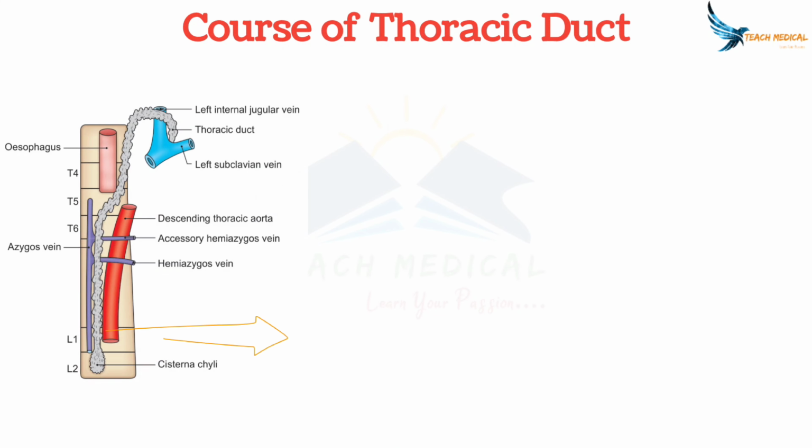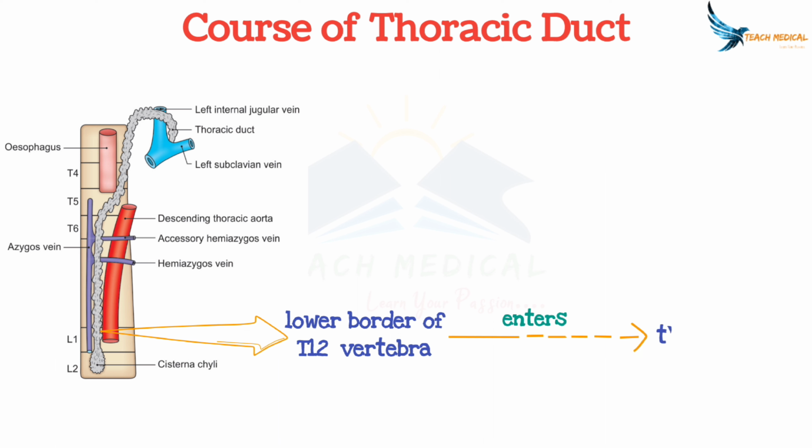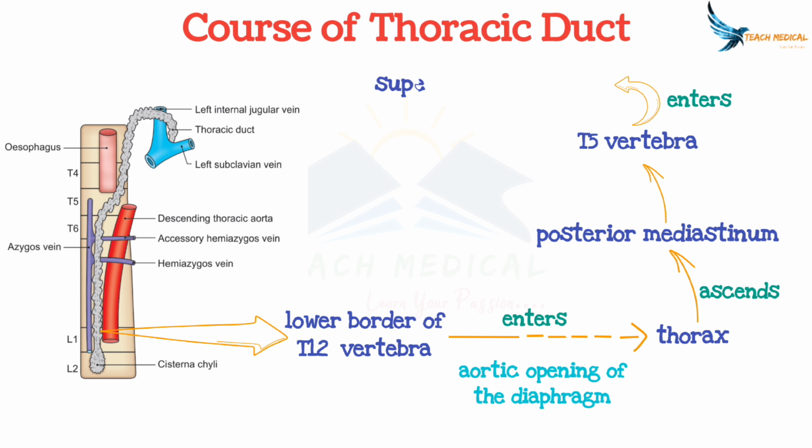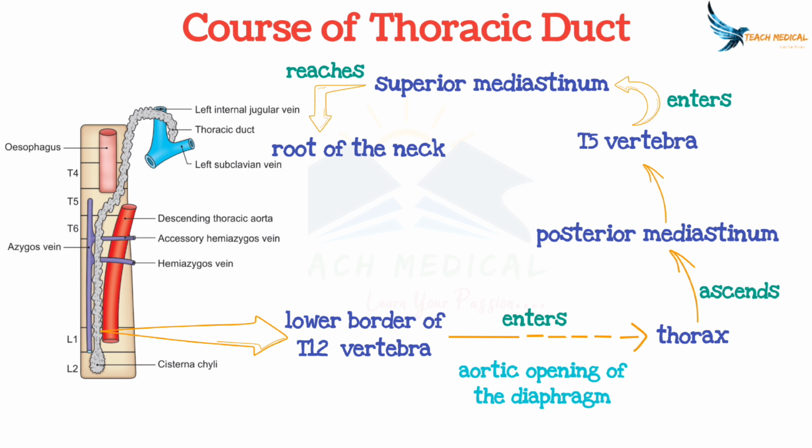The duct begins in the abdomen at the lower border of T12 vertebra, as a continuation of cisterna chyli, and enters the thorax through the aortic opening of the diaphragm. It then ascends in the posterior mediastinum to the right of the midline on the front of vertebral bodies. On reaching the T5 vertebra, it crosses the midline from right to left side, and enters the superior mediastinum to run along the left border of the esophagus, and reaches the root of the neck. At the root of neck it arches laterally at the level of C7 vertebra, and finally terminates by opening into the junction of left subclavian and left internal jugular vein.